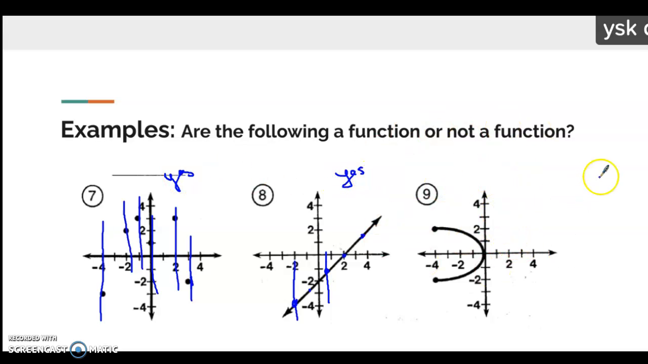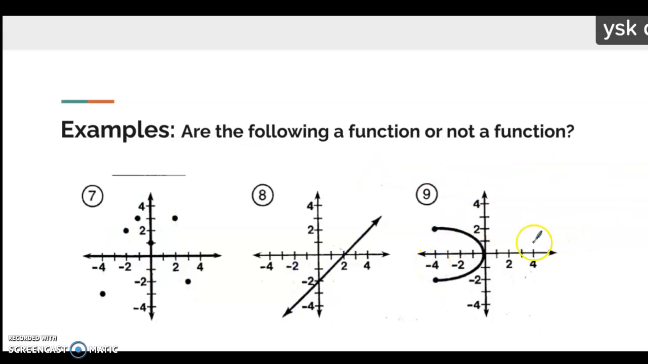Last one over here, again, if I were to draw that vertical line through any point on here, if I were to draw that vertical line right here, notice it hits 2 points. We don't want 2 points, we only want 1. Same thing if I were to draw that vertical line here, it hits 2 points, which means because it's hitting 2 values and not just 1, this one is not a function. So that's how to tell the difference between something that is and is not a function.